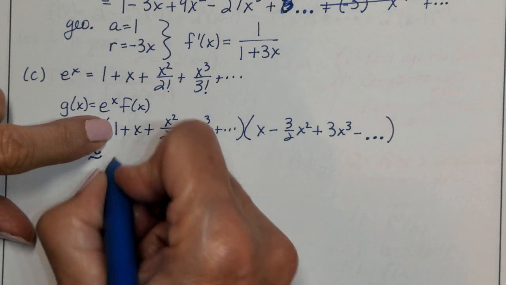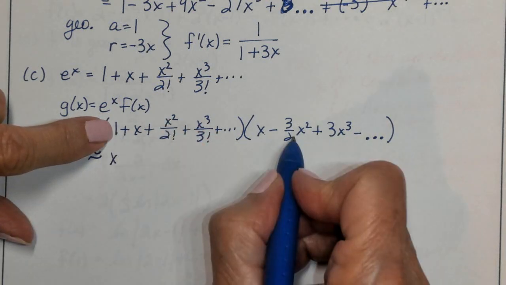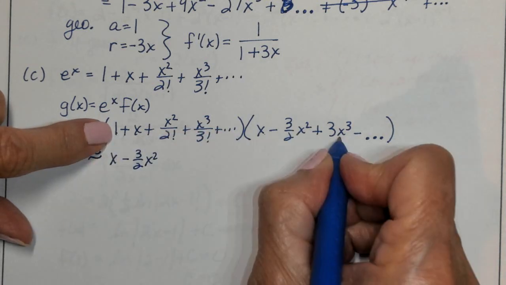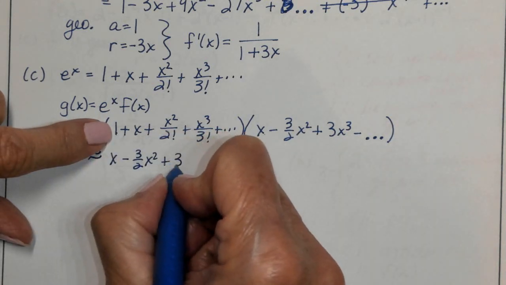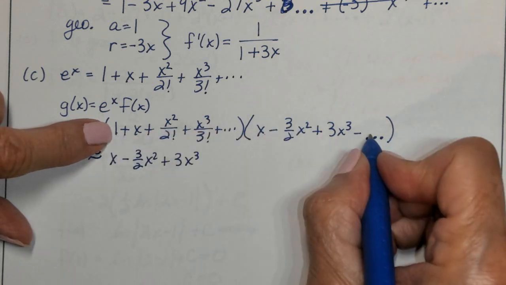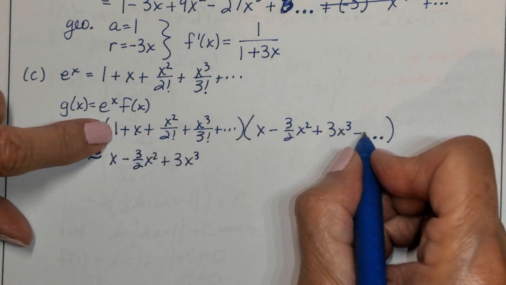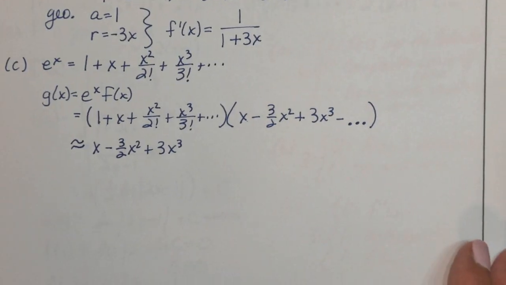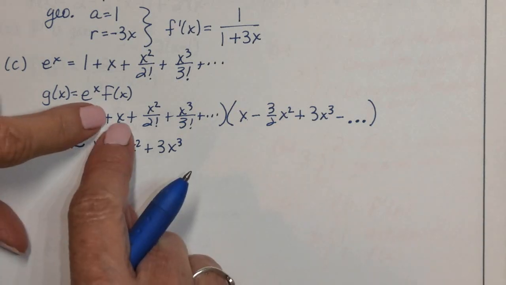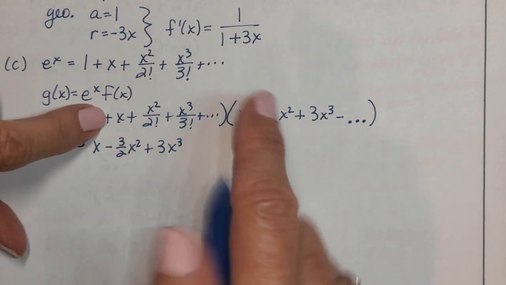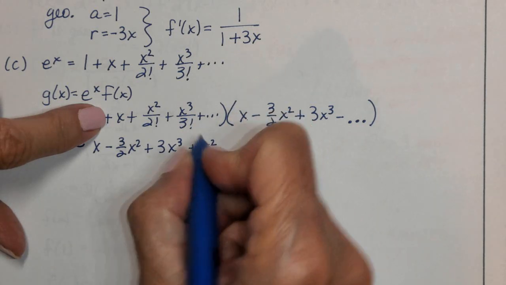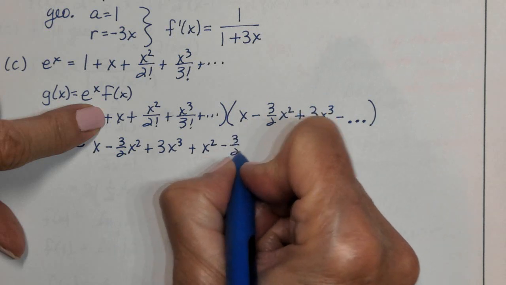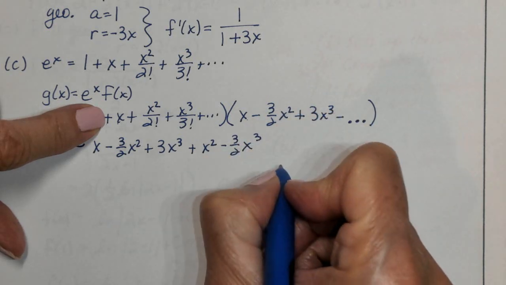1 times x is x. 1 times negative 3 halves x squared is negative 3 halves x squared. 1 times 3x cubed is 3x cubed. If I went further, I would have a fourth degree term, and that would not be in the third degree Taylor polynomial, so I'm not going to write that. Now I go to x. x times x is x squared. x times negative 3 halves x squared is negative 3 halves x cubed.